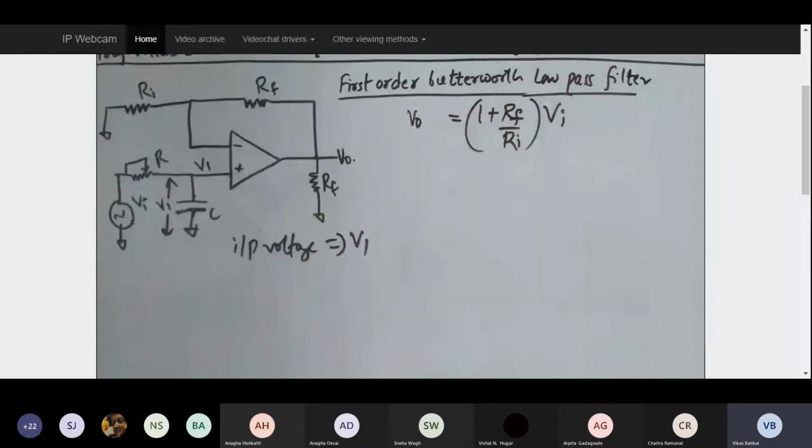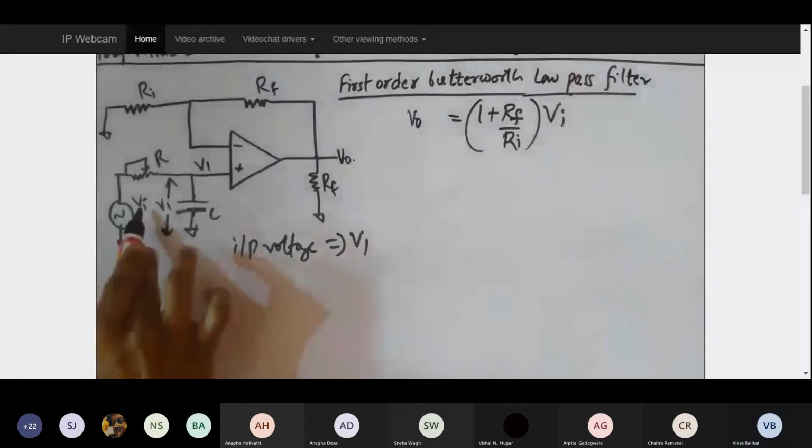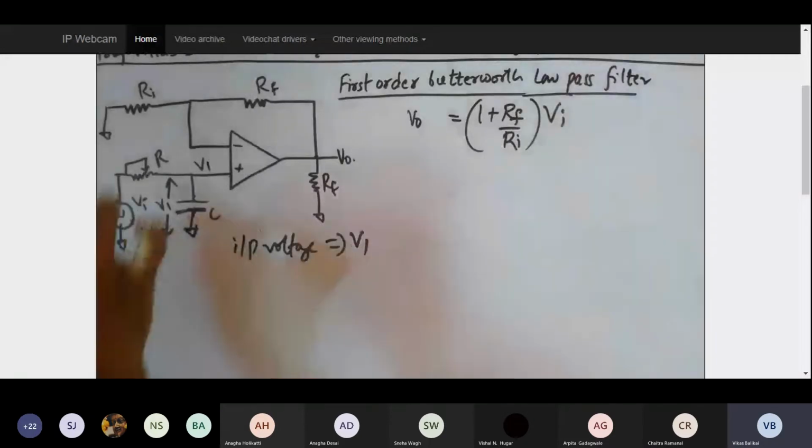Again, remember, when I talk about input voltage, your first question should be whether you are asking about the input voltage with respect to the op amp device, or with respect to the op amp circuit. If I ask what is the input voltage of the op amp circuit, you just look at the extreme left end where you are applying the input voltage. That will be the input voltage for the entire circuit. But here I am bothered about the input voltage for my op amp device.